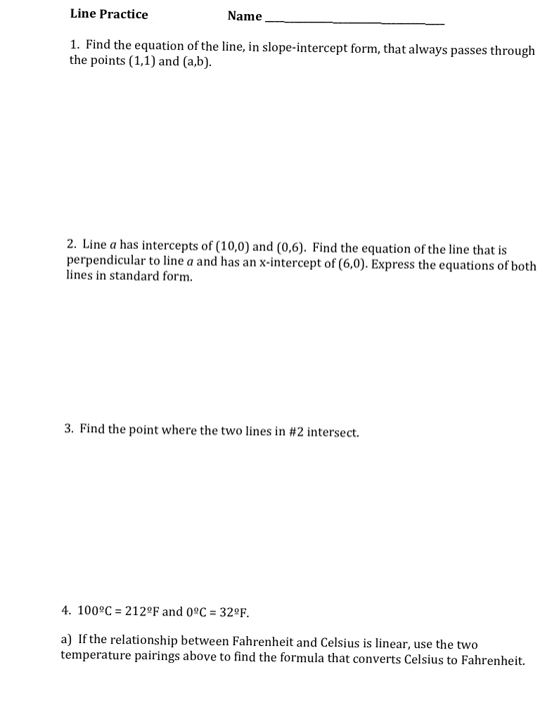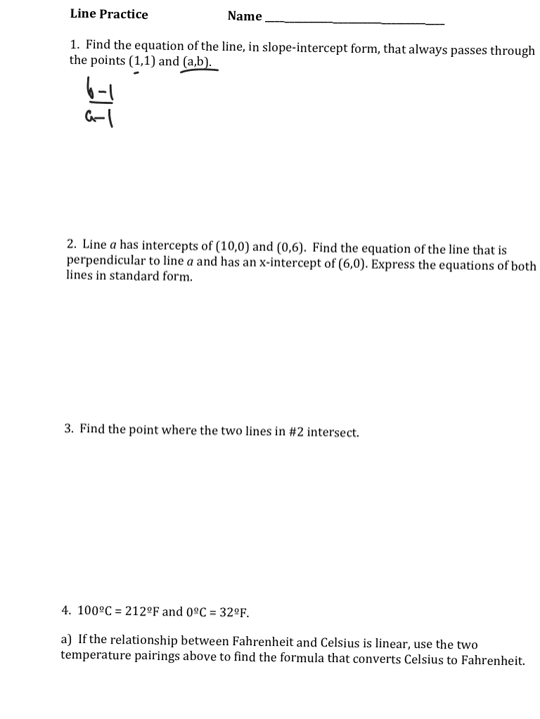Okay, so we're given two points: (1, 1) and (a, b), and we're asked to find the equation of the line through those two points in slope-intercept form. First thing we're going to do is find the slope, and that's just going to be equal to (b - 1) over (a - 1).